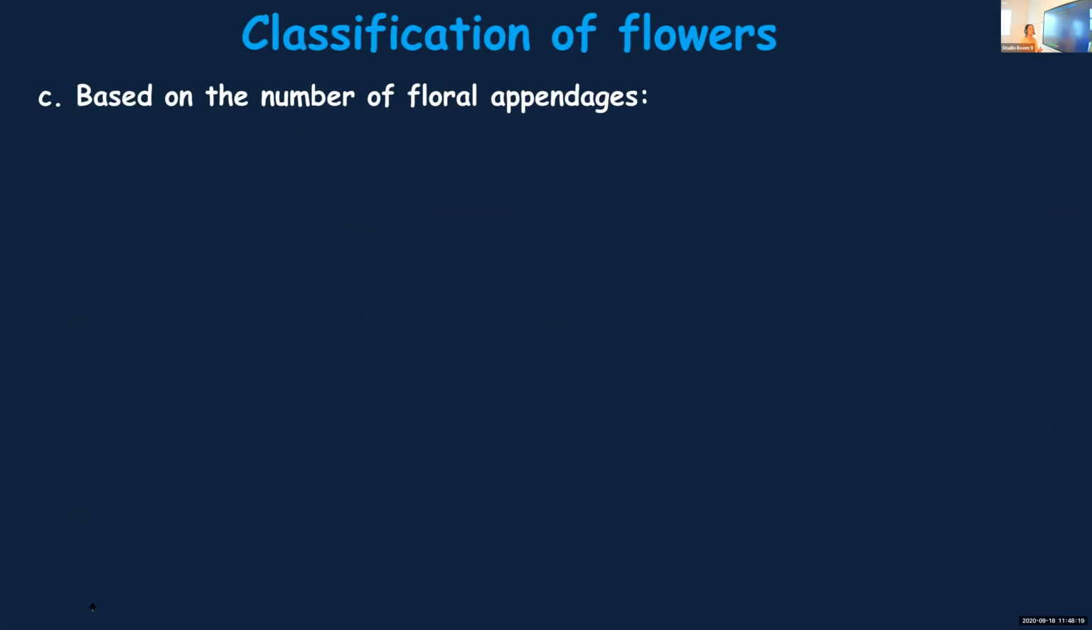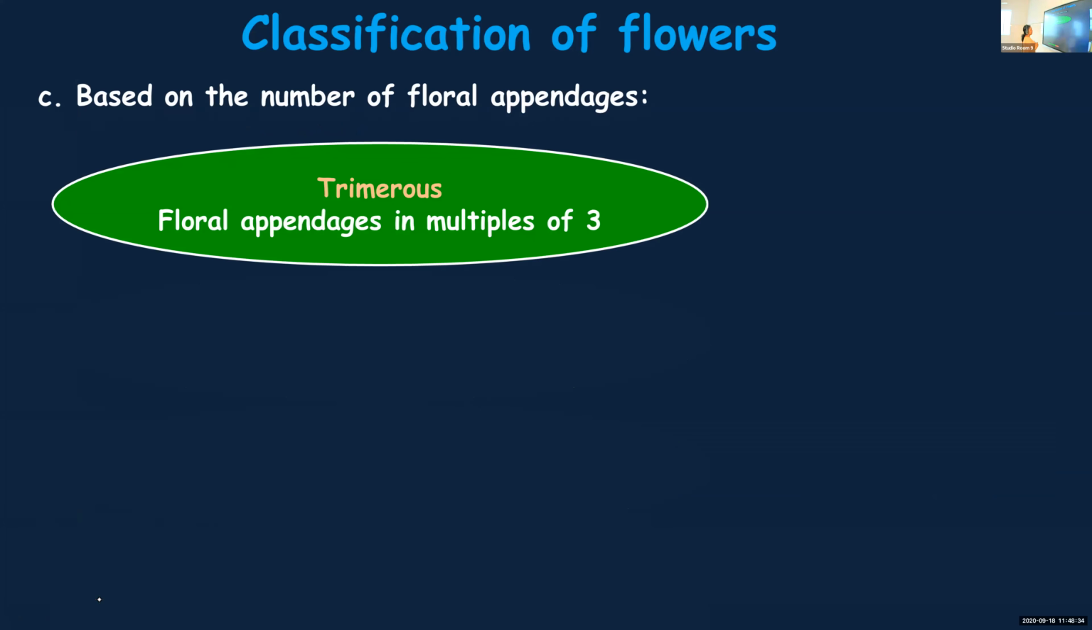Next is based on the number of floral appendages. How many floral appendages, petals or sepals, their number. Based on their number, you can classify flowers. So let's see how this classification is. First one, trimerous flowers. So trimerous flowers are those flowers where the floral appendages will be in multiples of 3. So it can be 3, 6, 9, 12, like that it goes. It will be in multiples of 3.